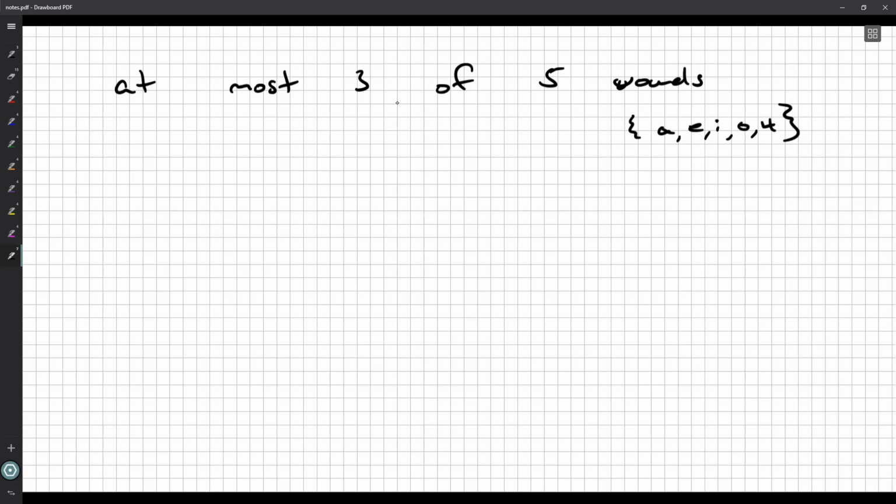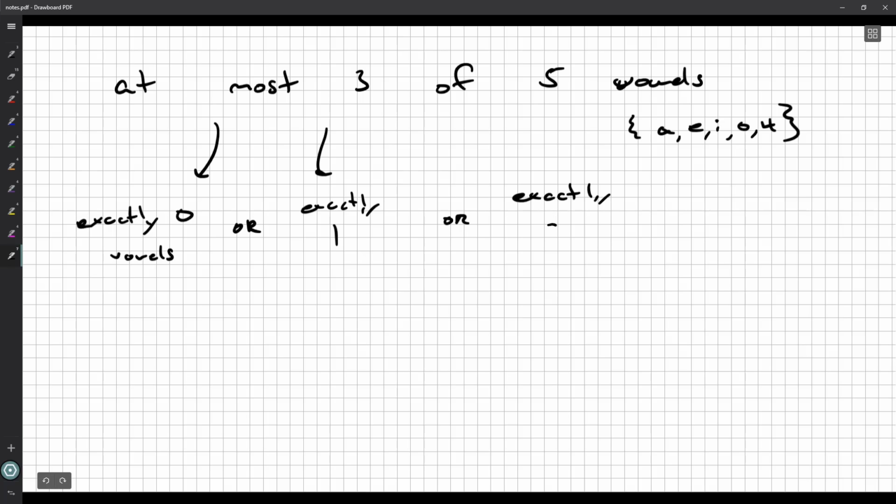Okay, so what do I need? I need at most 3. So what could I possibly have? Well, I could have exactly 0 vowels. I could have exactly 1 vowel. Or I could have exactly 2 vowels. Or I could have exactly 3 vowels, right? At most 3, so I couldn't have 4 or 5 vowels. Now, if I've got exactly 0 vowels, I've got to pick 5 letters from the remaining 21 consonants and semi-consonants.